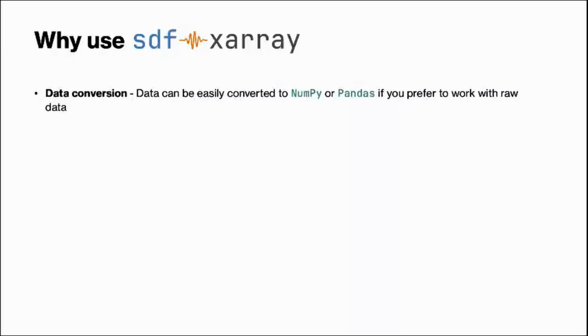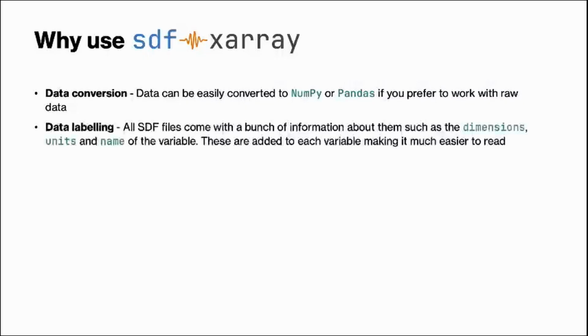So why should I use SDF X-Array, right? This sounds like a bunch of computational stuff all duct taped together, a bunch of rubbish. So, as I mentioned before, we can easily convert to NumPy or pandas. That's absolutely marvelous. So instead of working with the raw data, we can now do a bunch of interoperable operations like you would do with a regular NumPy array. There's labeling, so we get information about the dimensions, the units, and the name on each of our variables, but also at a global level. I'll explain more about that later. It'll become very apparent.